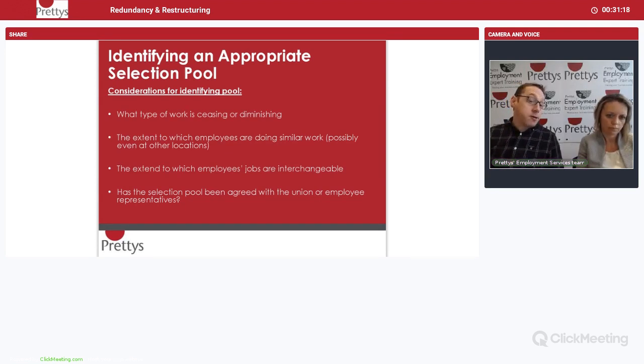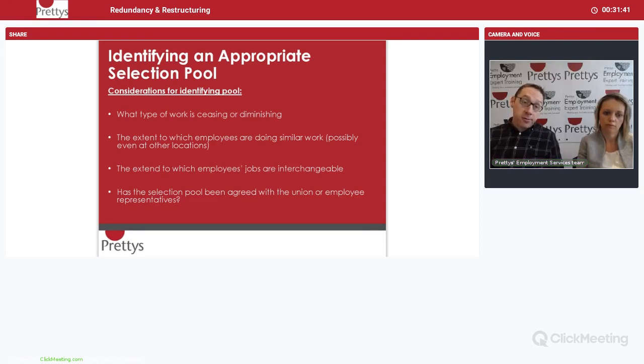You will find that employees are looking at whether or not their jobs are interchangeable with others. What are they actually doing? What are they being required to do? For example, if you've got a group of administrators and you need to reduce administrators in one area, should you be looking at putting all administrators across the business into the pool and then selecting, even if it's going to mean some reorganisation for those that do remain?